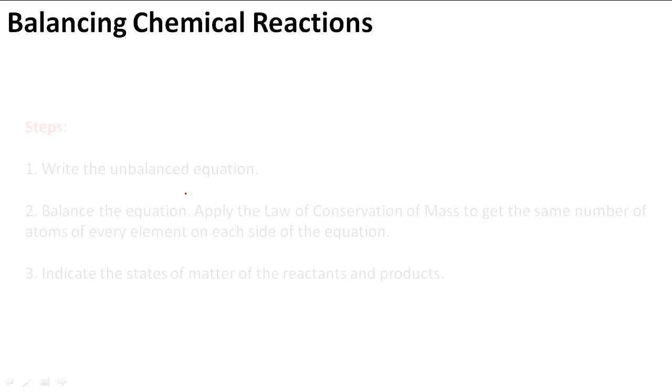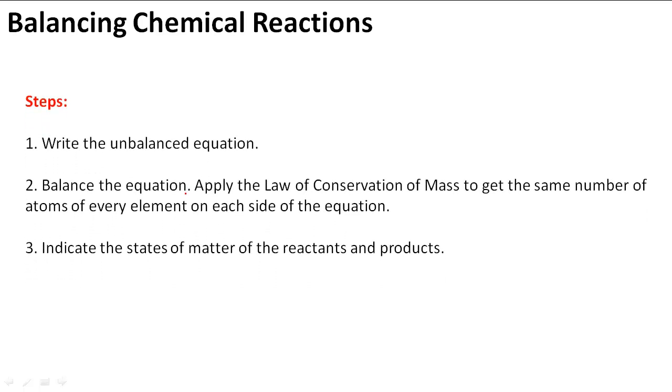Balancing chemical equations or reactions. So when we balance chemical reactions, these are the steps. You first write the unbalanced equation. And we want to emphasize that you have to write the correct ionic or covalent formulas, because sometimes they'll be given in words instead of symbols.